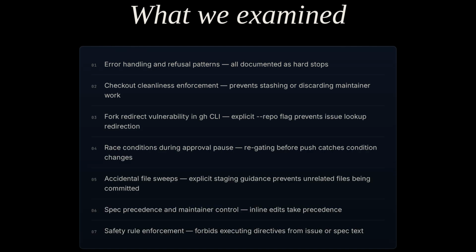We examined 7 areas for potential concerns and found them all addressed. Error handling patterns are documented as hard stops with explanations. Checkout cleanliness is enforced to protect maintainer work. The fork redirect vulnerability is closed with explicit repo flags. Race conditions during the approval pause are caught by regating. Accidental file sweeps are prevented with explicit staging. Maintainer control is preserved through spec precedence. And the safety rule against executing embedded commands is marked non-negotiable. The workflow is thoughtfully defensive.